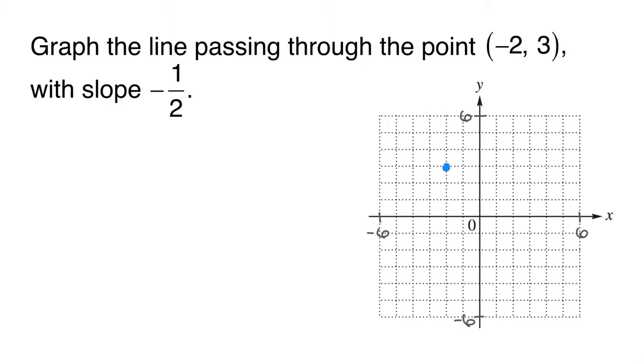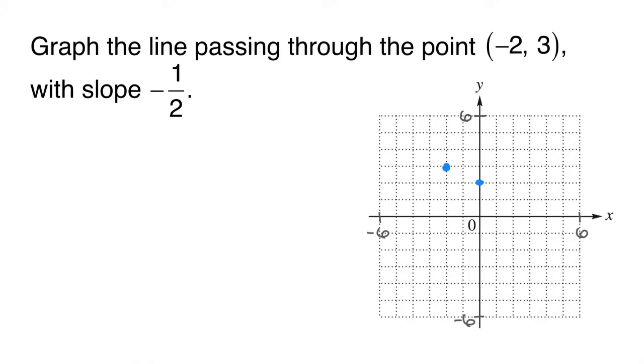We also know that the slope is -1/2. Slope is rise over run. So we can move from the known point, -2, 3, down 1 unit and to the right 2 units to get to the next point or another point on the line.